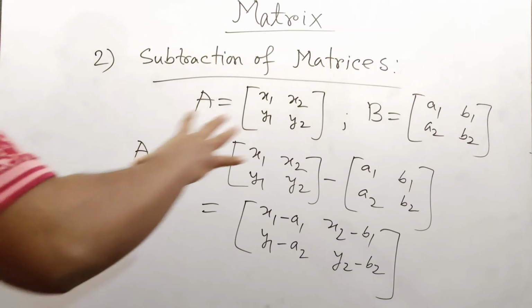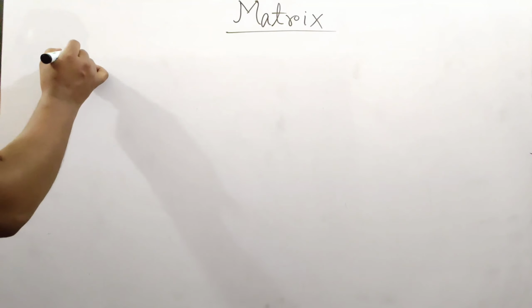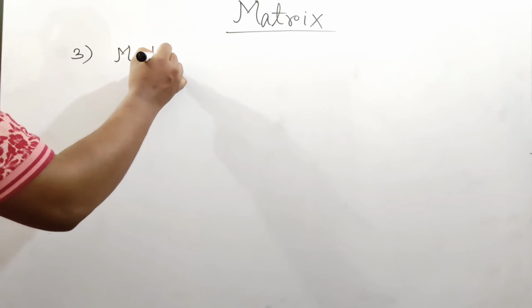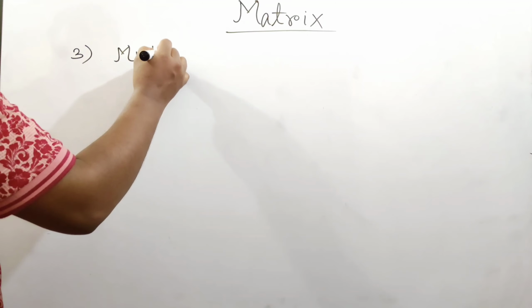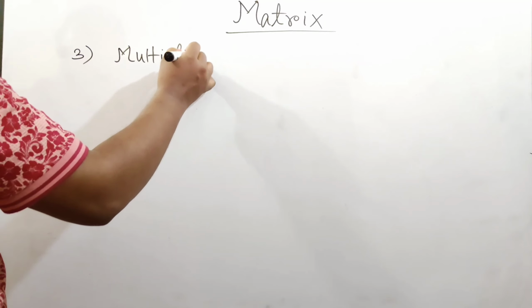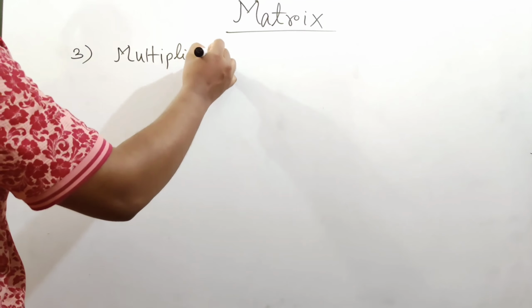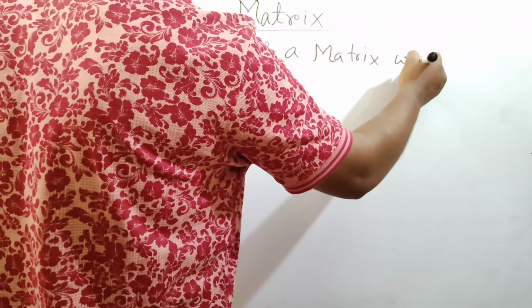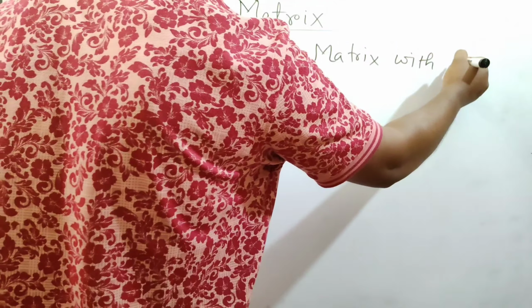Okay, so now number 3, multiplication of a matrix with a constant.